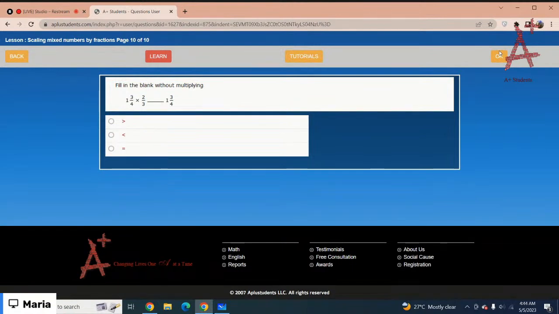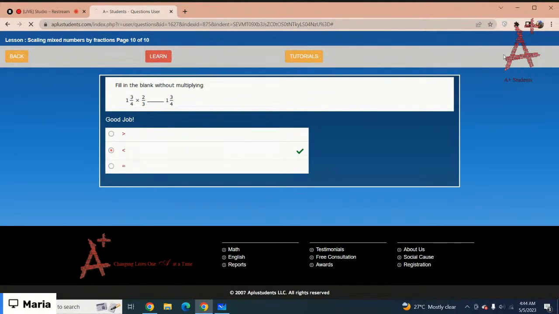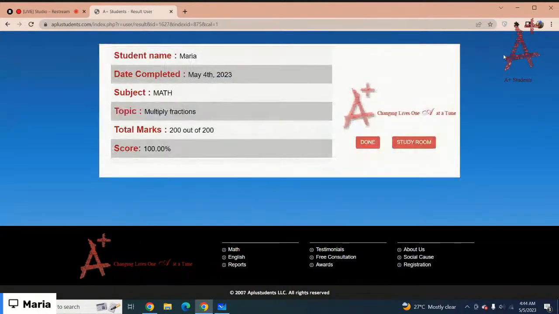Okay, the next one is 1 whole 3 by 4 times 2 over 3. Yes, 2 over 3 is less than 1. Got it? And it makes 1 whole 3 over 4 even smaller. So 1 whole 3 by 4 times 2 by 3 is less than 1 whole 3 over 4. Okay, we are done with the test. Let's move on to the next lesson.